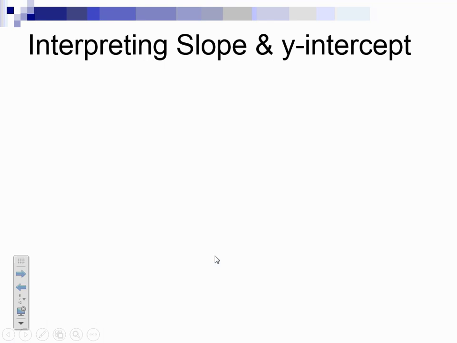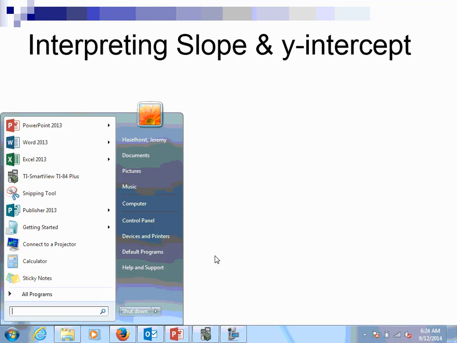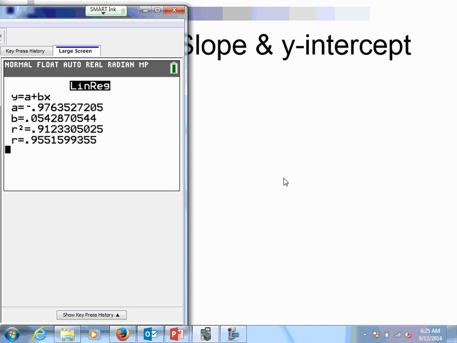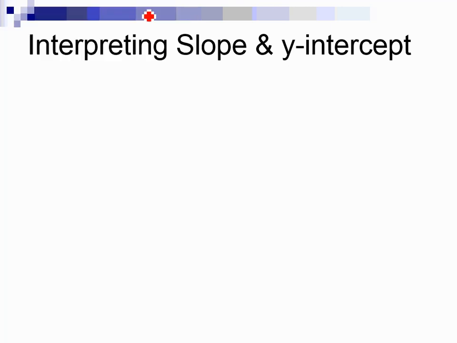So let me pull my graphing calculator back up, and we're going to write those values down here real quick. So here would be our equation right now, our least squares regression line. Based on the information that we just calculated, we'd say y hat, the predicted y values, are equal to negative 0.98 plus 0.05x.